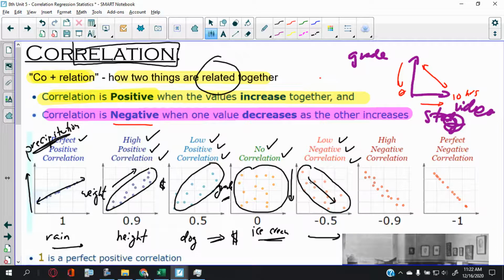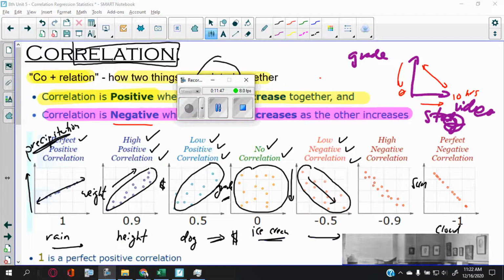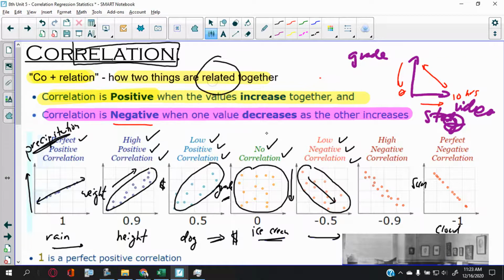Should I use clouds versus sunshine? Actually, no. That's a perfect negative correlation. I'm going to save that for the last one. Low negative correlation. Let me press pause and think about it real quick. Okay, so I'll go with this.